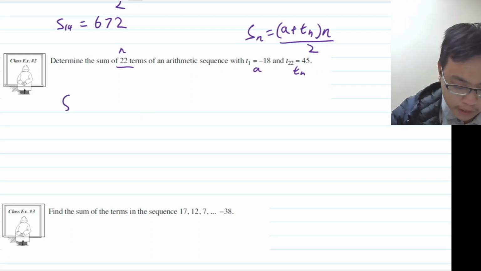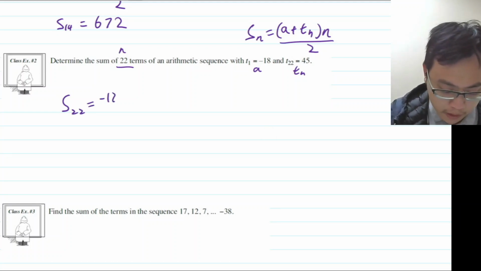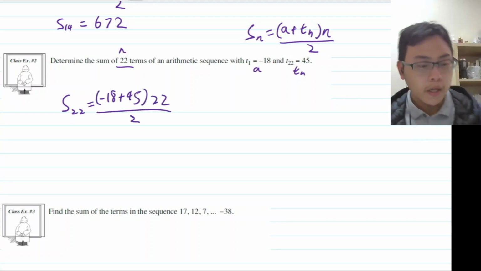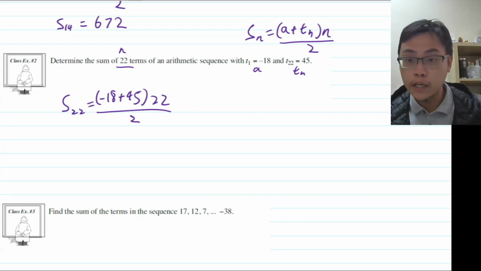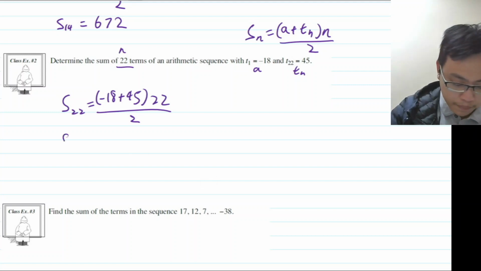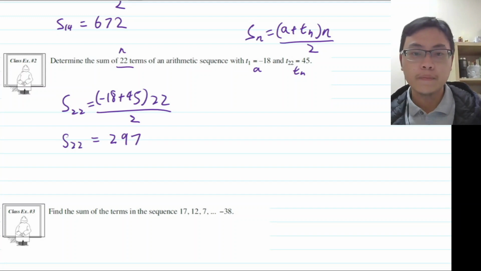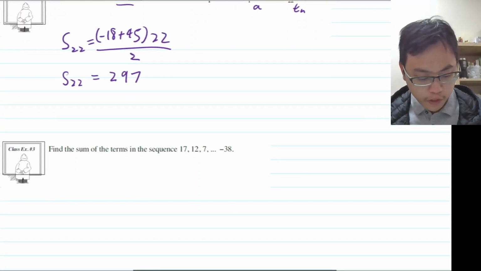This one's fairly easy. Sn, we can replace n with 22, is going to be the first term, which is negative 18, plus the last term, which is 45, all in a bracket, multiplied by 22, divided by 2. All you have to do is put this into your calculator: negative 18 plus 45, all of this multiplied by 22, divided by 2, and the sum is going to be 297.